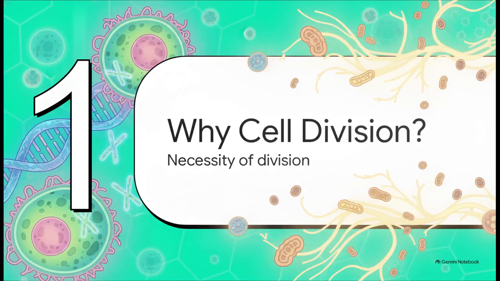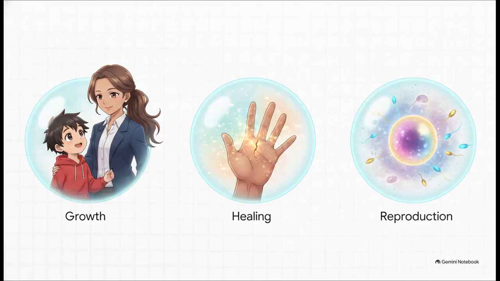So, starting off with part one, why is cell division necessary in the first place? Well, there's three primary reasons for all this biological heavy lifting. First up is growth and development. From that single zygote to your current height, your body needed to constantly manufacture new cells.